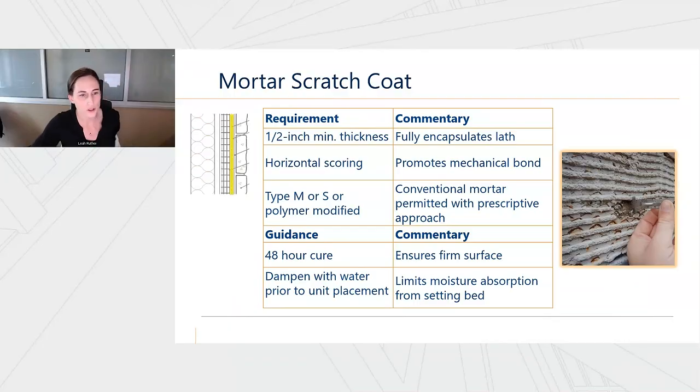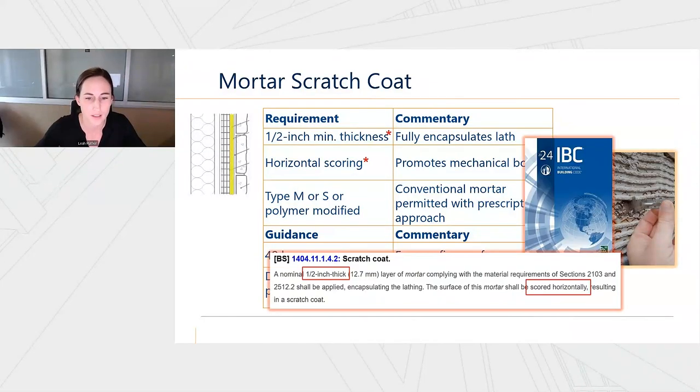Moving on to mortar scratch coat. So there's a minimum thickness there. I know I sound like a broken record, but that does help promote that full encapsulation of the lath. And then there's a horizontal scoring requirement, and that promotes mechanical bond between the scratch coat and the setting bed. And one thing to keep in mind when scoring that scratch coat, we want to be careful we're not incidentally reducing the thickness below that 1/2 inch requirement, because you may incidentally expose the lath. And the image on the right is a good example of when that occurred, and you can start to see some corrosion of that lath happening there.